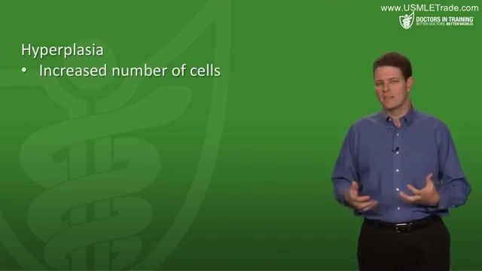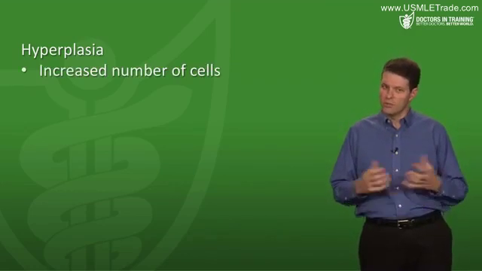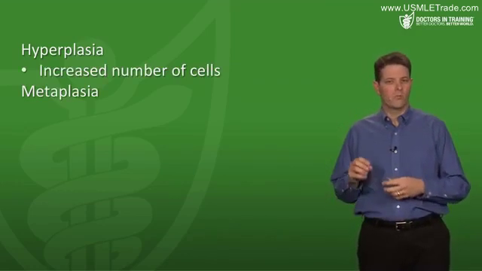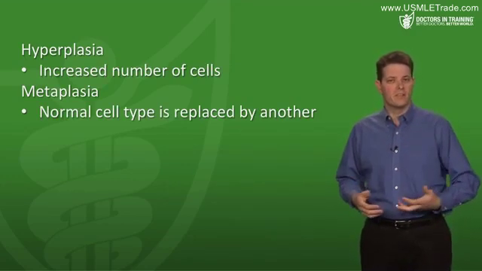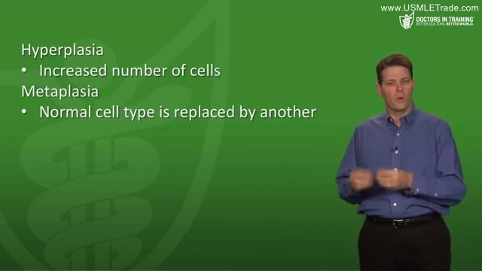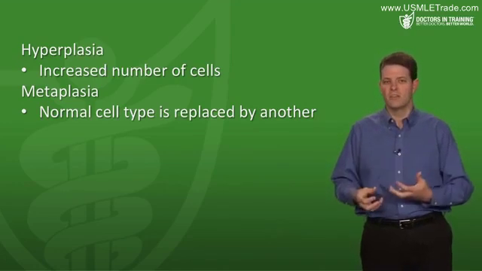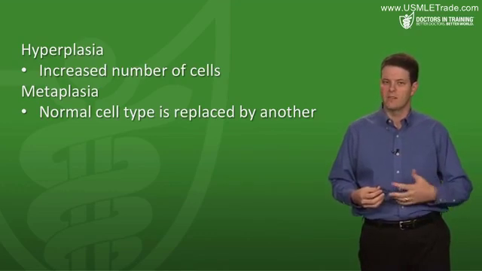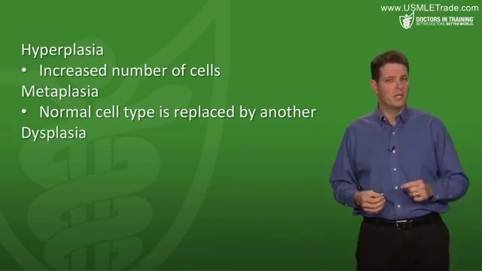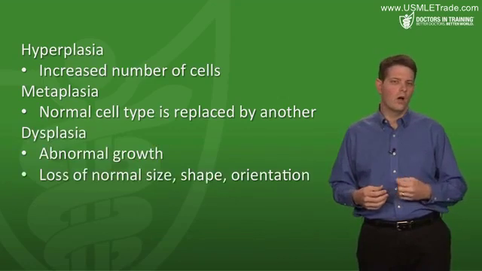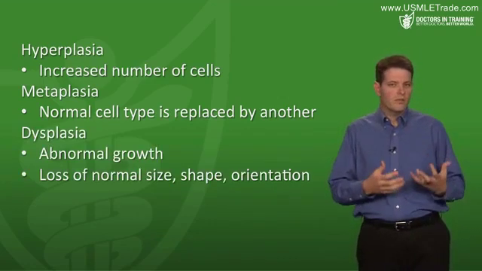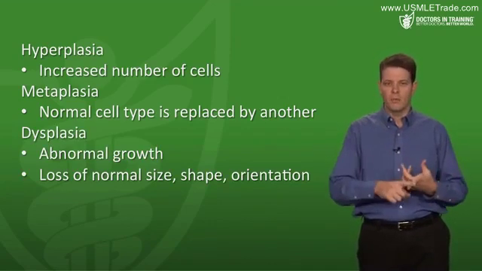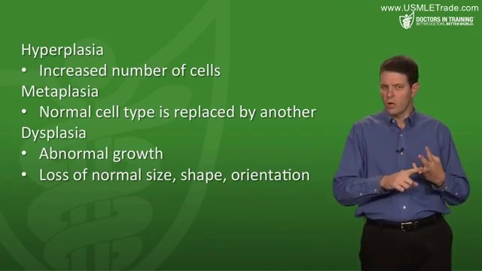So when a tissue develops hyperplasia, that means there's an increased number of cells. Normal cells, just too many of them. Then metaplasia is where one normal cell type is replaced by another normal cell type. So Barrett's esophagus is an example of metaplasia, where the normal squamous epithelium is replaced by columnar cells that resemble intestinal epithelium. That's metaplasia. And then dysplasia means abnormal growth, with loss of normal size and shape and orientation. And all these three so far are reversible. Hyperplasia, metaplasia, and dysplasia are all reversible.